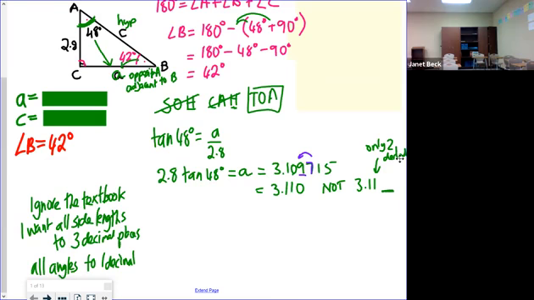So that's A. I think this is rounded up. Oh, that's not even rounded at all. Okay, that was A. Now let's have a look at how to find C.